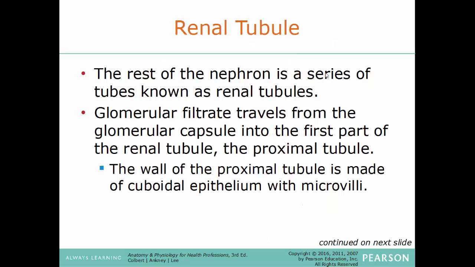Alright, the rest of this nephron is a series of tubes called the renal tubules. Now, the filtrate that is formed from the glomerulus travels from the glomerular capsule into the first part of the renal tubule, called the proximal convoluted tubule. And it's called that because it's in proximity or close by the glomerulus. That's why it's the proximal tubule. And convoluted because it gets very windy and very twisty. Now, the wall of the proximal tubule is made up of cuboidal epithelium and is covered with microvilli.